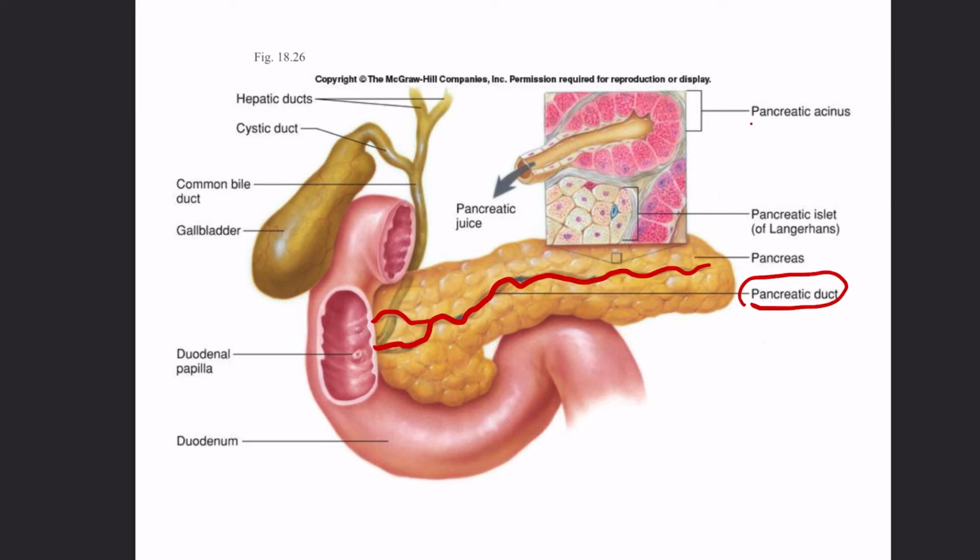And as you can see, the acinar cells, which are going to produce those digestive enzymes, are going to release their secretions out into the pancreatic ducts. But then we also have different cells, and these cells are called pancreatic islets or islets of Langerhans. These are going to have endocrine function, and they are going to produce insulin and glucagon to control blood glucose.